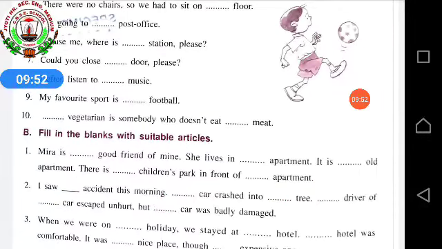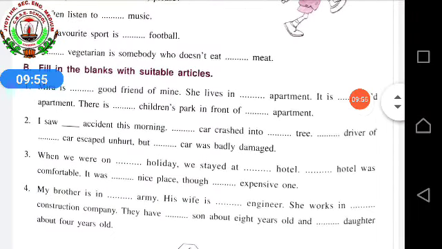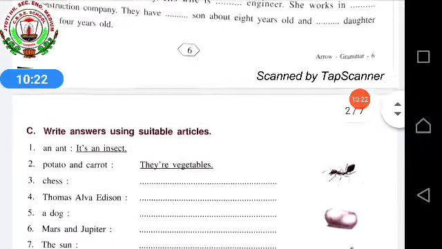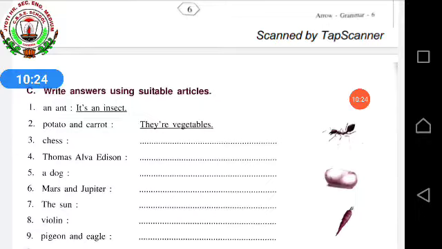Okay? So the first two I showed you. Now the third and fourth you will be doing by yourself. At least you have to try by yourself and write the answer with pencil and keep. When you get the notes in the form of PDF of this chapter, at that time you can do the corrections and correct your answers. Okay? Next question, C. Write answers using suitable articles. Example already given, so according to the example we will go on.